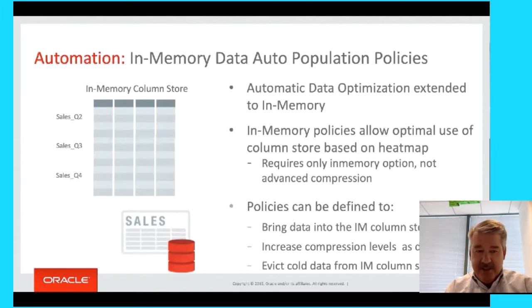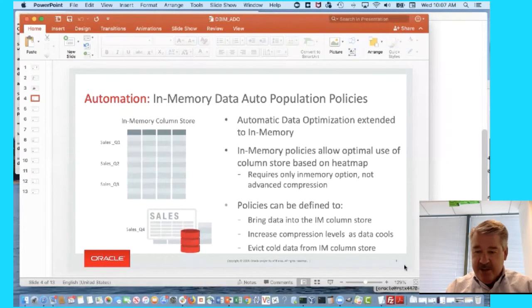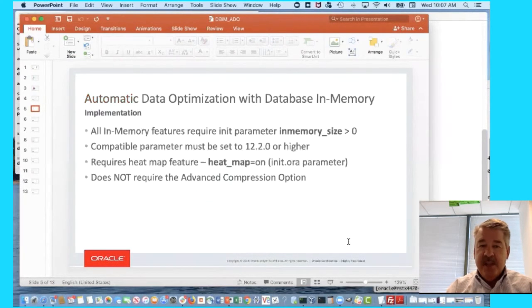I'm going to go back to regular mode though here, just because it seems to be easier to operate. With ADO for database in-memory, you have to have in-memory enabled. The compatible parameter must be 12.2 or higher. And then heat map actually has to be enabled as well, and that kicks in the ADO functionality.